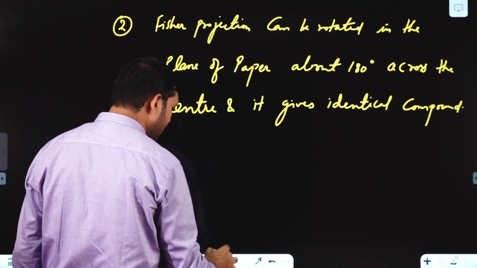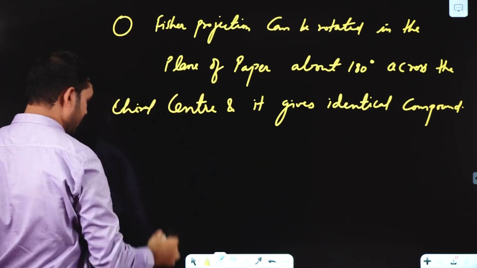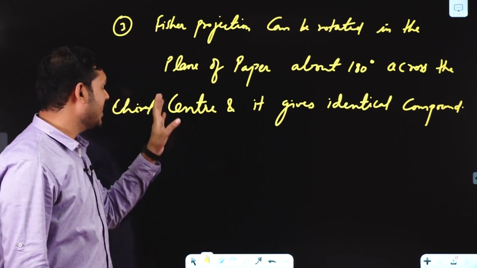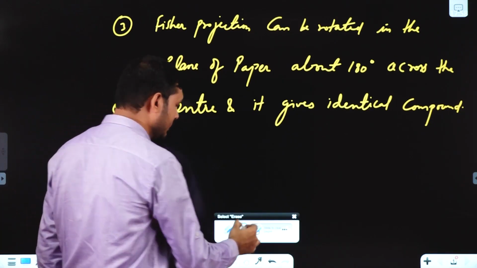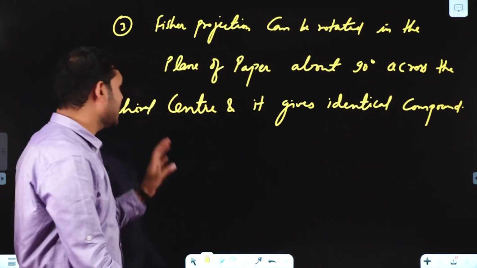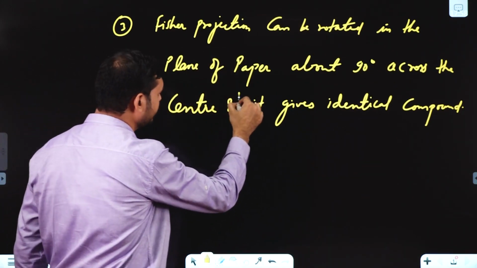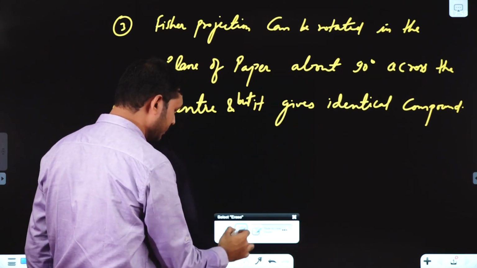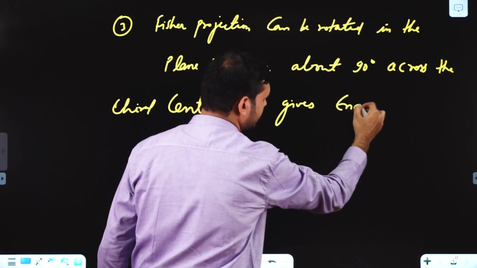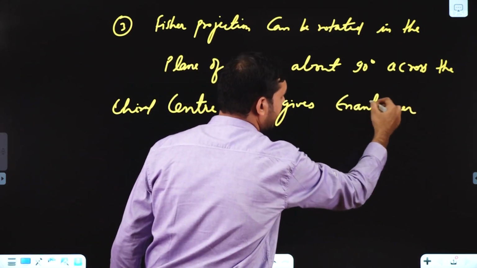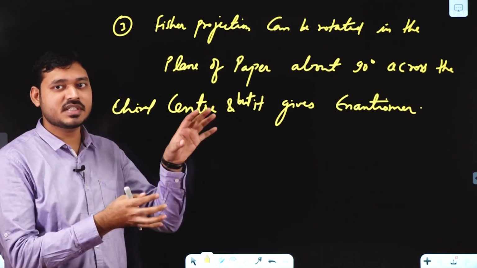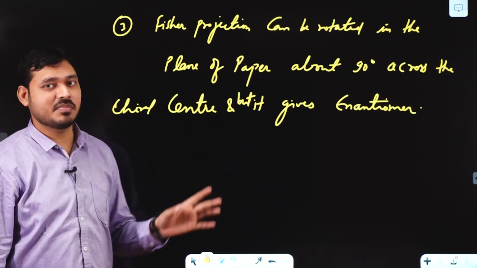So let me tell you the third possibility. Rule number 3: a Fischer projection can be rotated in the plane of the paper by 90 degrees across the chiral center, but it gives the enantiomer. So if you rotate that same molecule just 90 degrees in the plane of the paper, you will get the enantiomer. Let's check it.